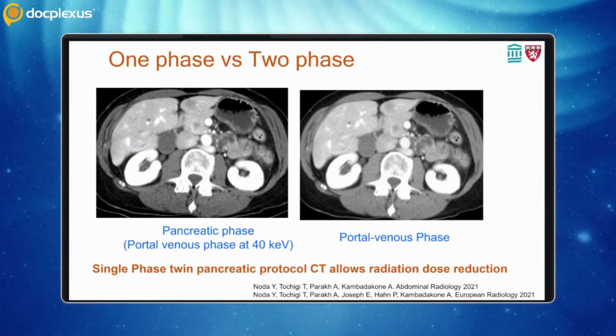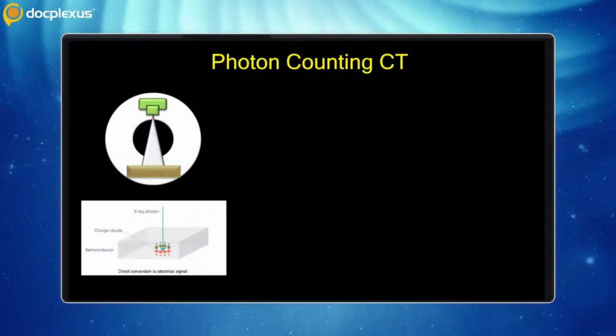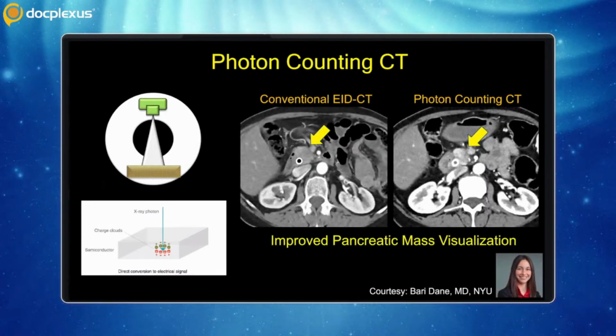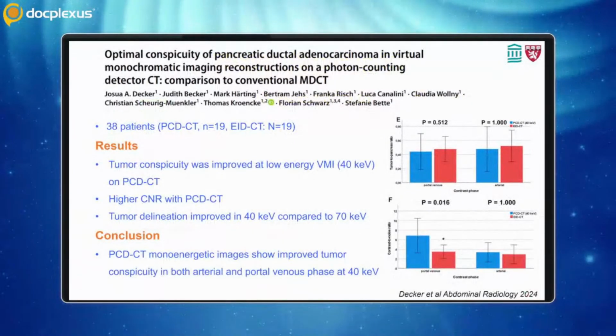Now, there are advances in the realm of CT with the more recent introduction of photon counting CT. There's a lot of interest in this, and this is an image which was shared with me from my friend Barry Dane from NYU, which shows improved characterization and identification of pancreatic masses in patients who undergo photon counting CT. This is a recent study which looked at the value of photon counting CT and found that the monoenergetic images from photon counting CT allowed better characterization of pancreatic cancers.